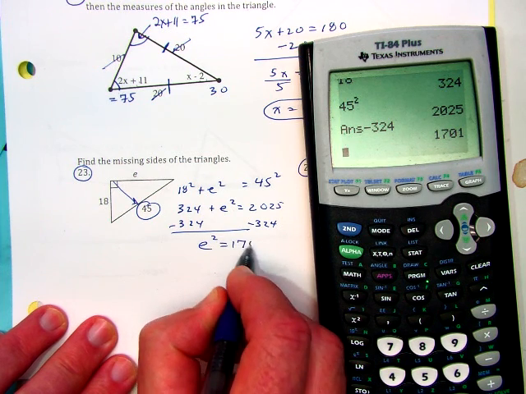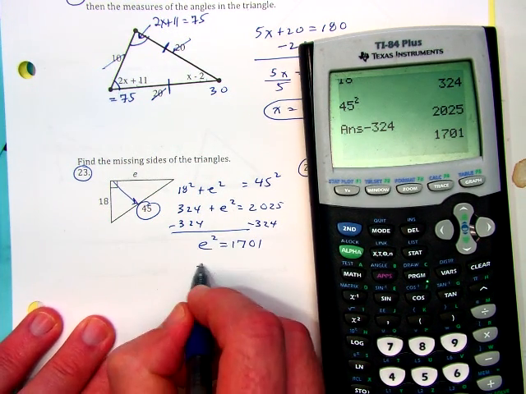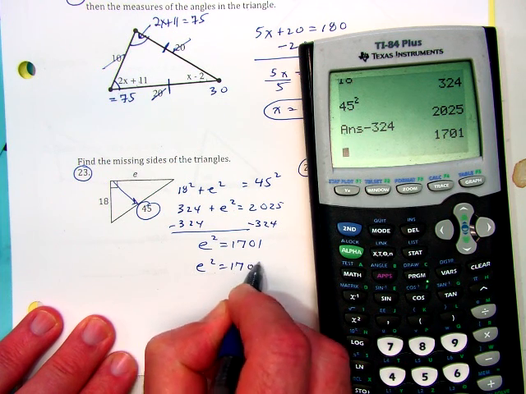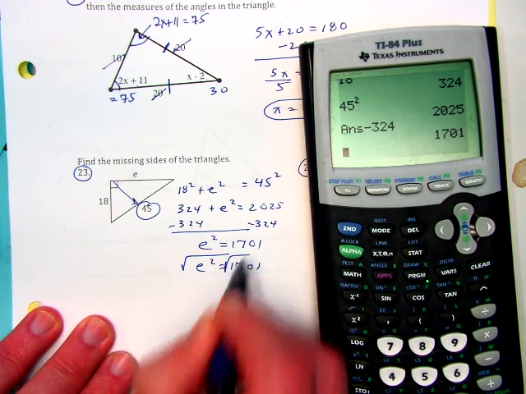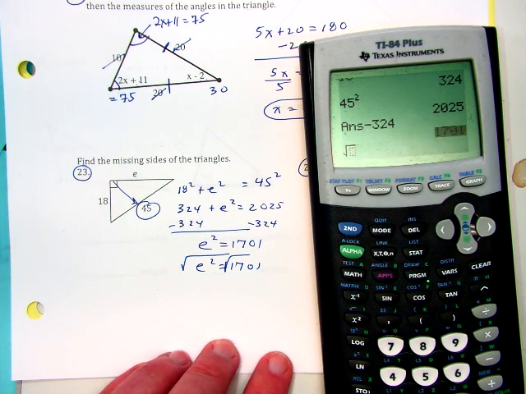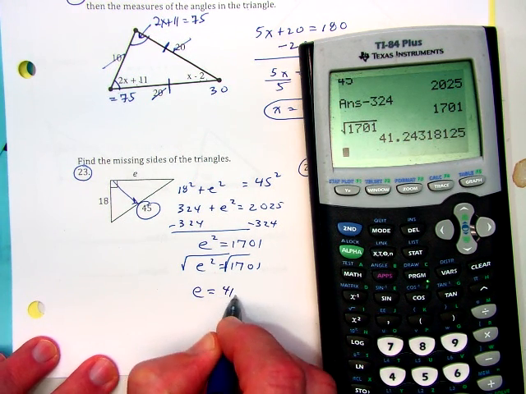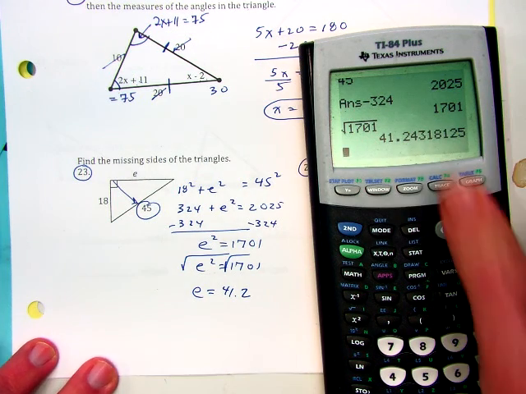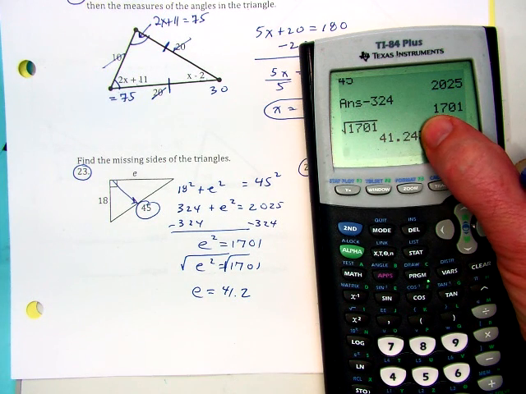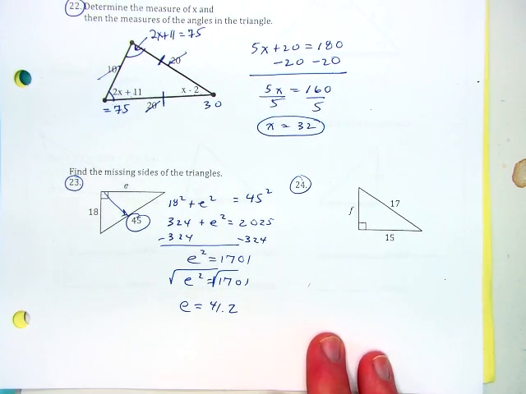And then how do I undo that squared? So I'm going to take the square root of both sides. So if I take the square root of my answer, I'm going to go up and grab it. E is equal to 41.2 if we round it to one decimal, because the 4 is not going to round us up. Okay? All right. So we're going to do 24, and I think there may be one more, or that's it. No, I think that one's it.